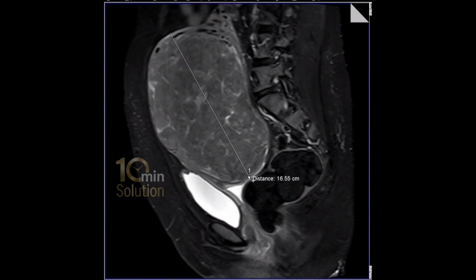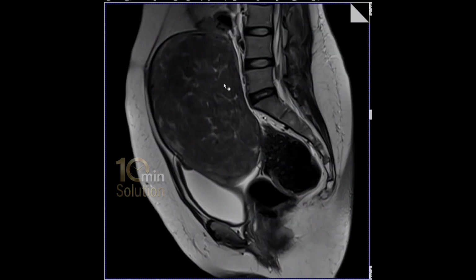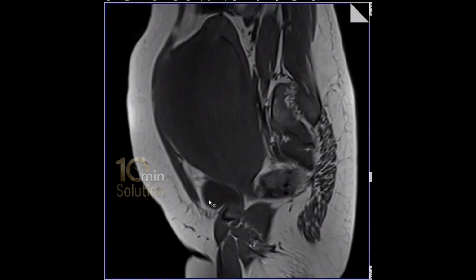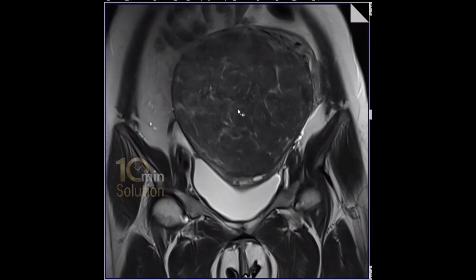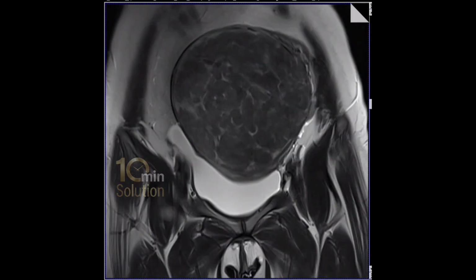Now look at the distance factor, and look here. Now another, and this is the bladder. Another is a T2 coronal image. Look here, the distance factor is showing here.